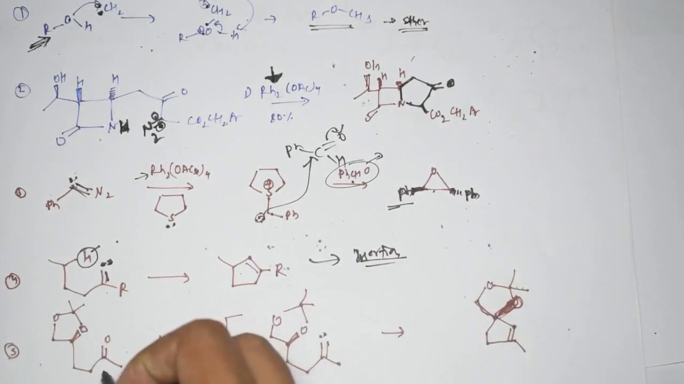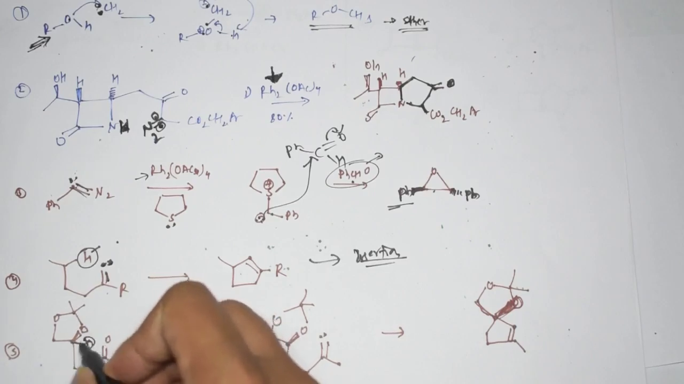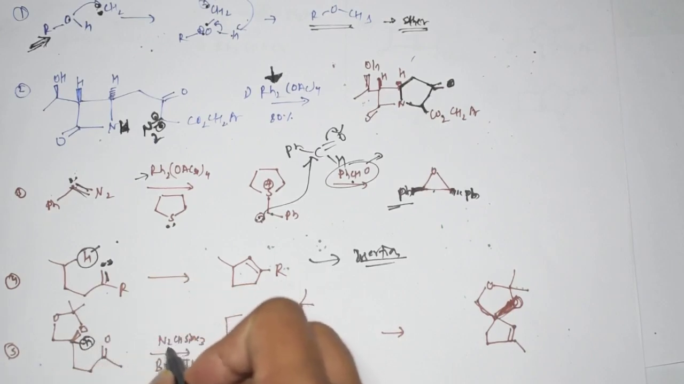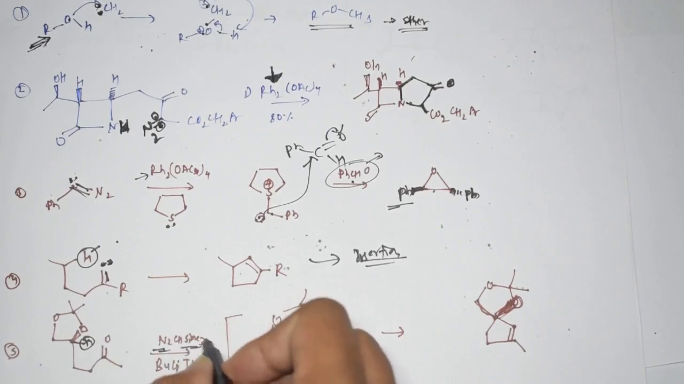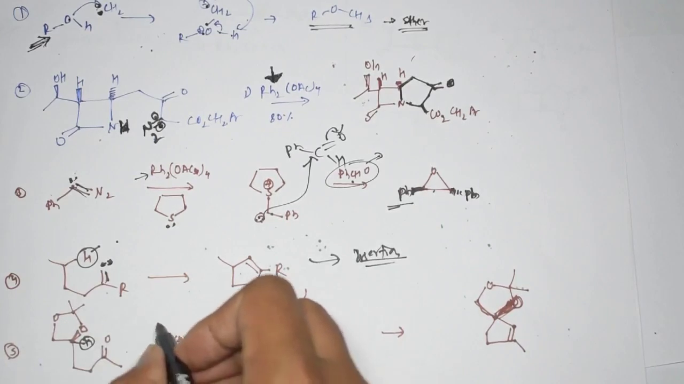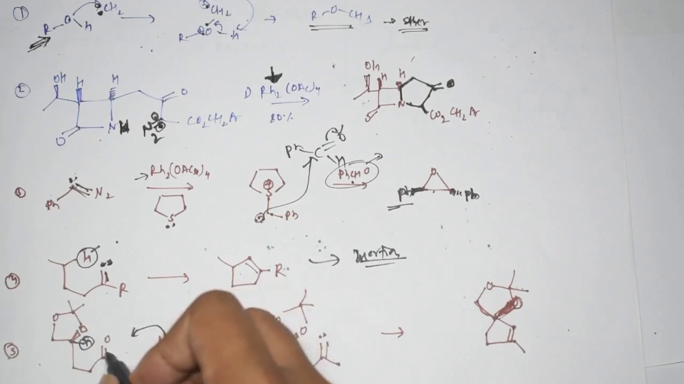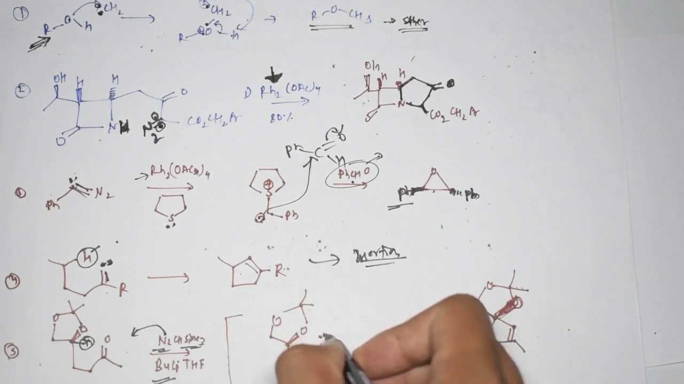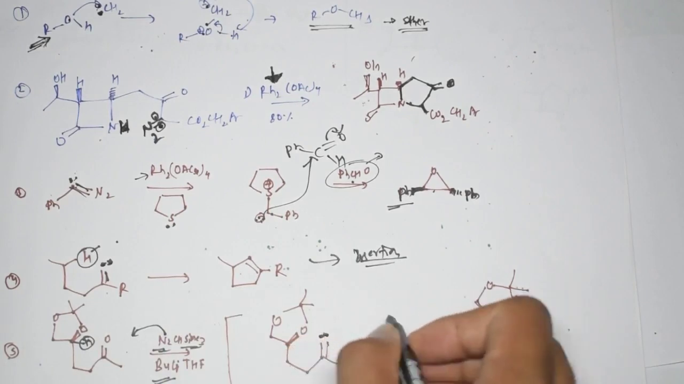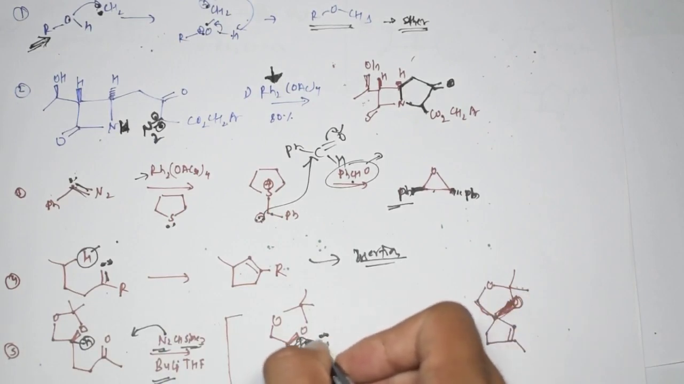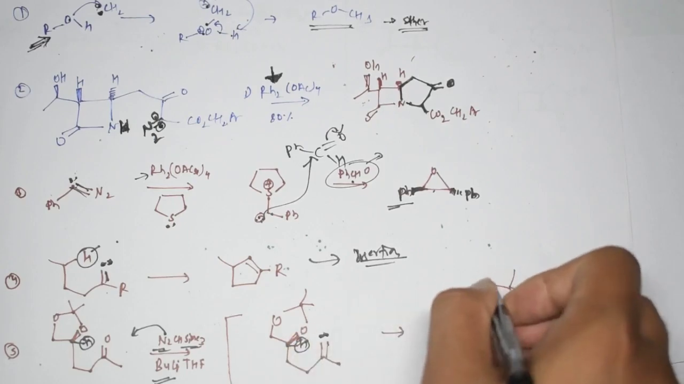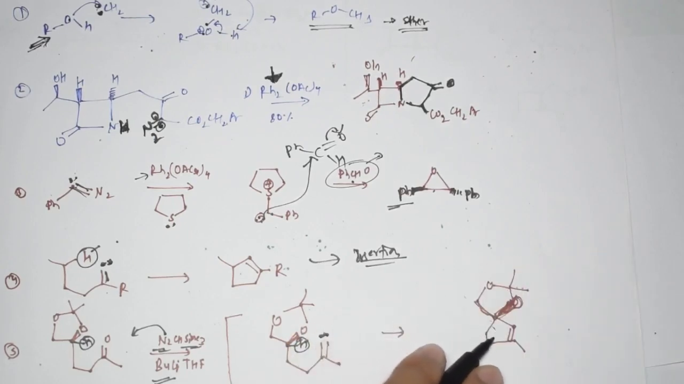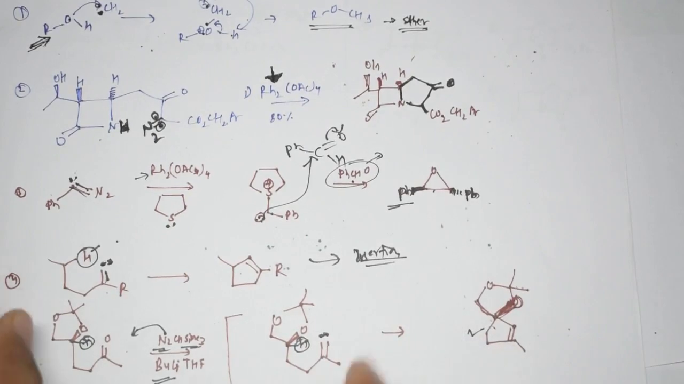Now let's go for this one. Here also we have one active hydrogen like this, and we are treating with N2CH-SiMe3 and butyl lithium, right? So here this will introduce the N2 group, and once the N2 group is introduced, formation of the carbene will take place. This carbene will abstract this active hydrogen, and this hydrogen is going to form the 5-membered cyclic ring. So this will be the process in this case, right?